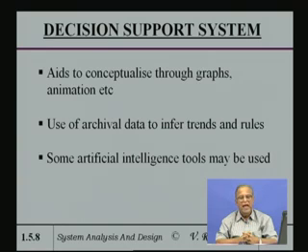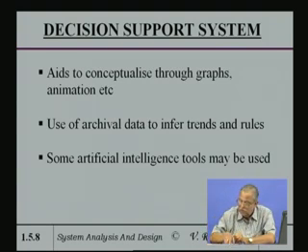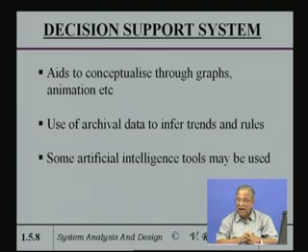Actually, there are many aids which are used in decision support systems to conceptualize the problem through graphs, animation, etc., to understand what it is. You also use archival data to infer trends. And there are some artificial intelligence rules also used. What I mean is certain kinds of heuristic rules, which you work on based on your assumption that this may take place.